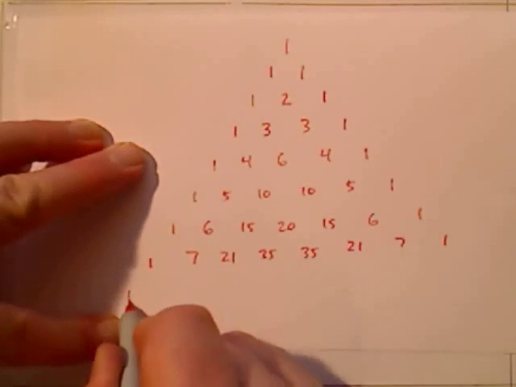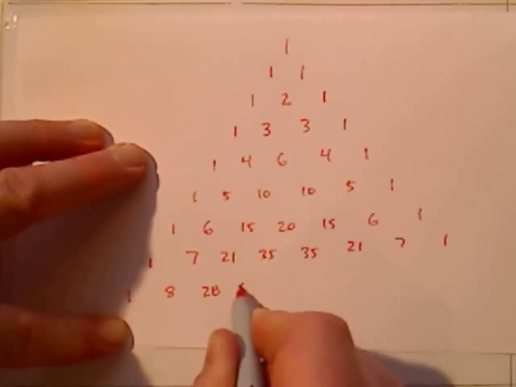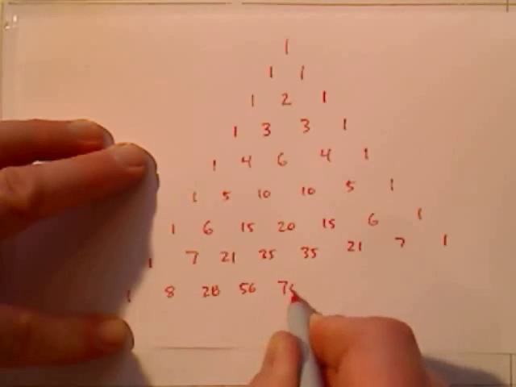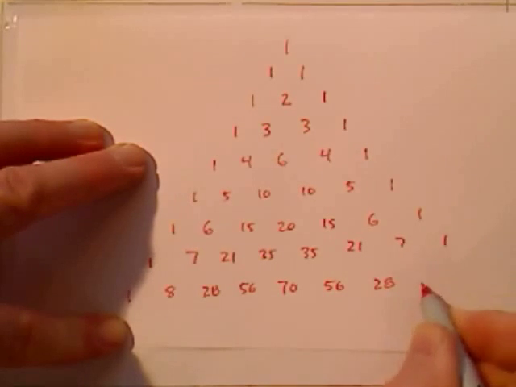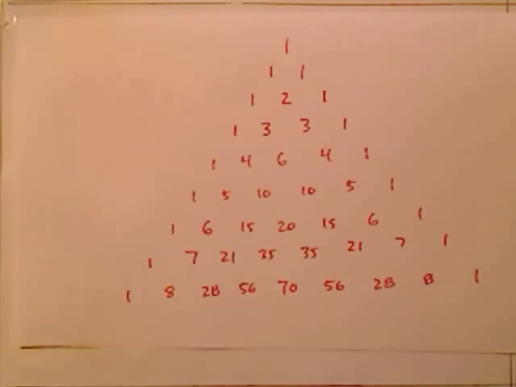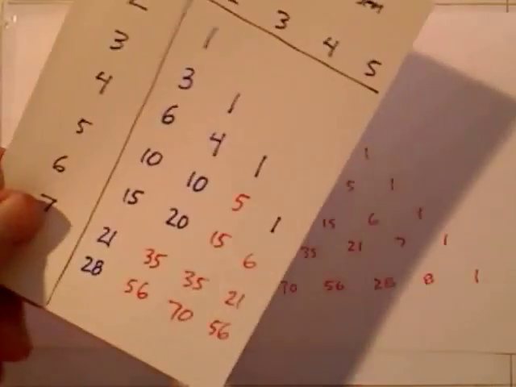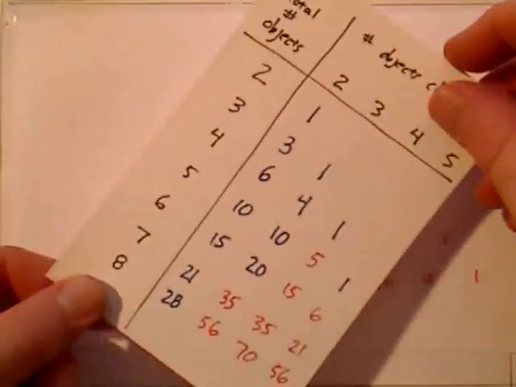Change my mind, I'm going to go one more. 1 and 7 is 8, that's a 28, that's a 56, that's a 70, that's a 56 again, that's a 28 again, that's an 8 again, and a 1 on the end. Now, if you bring back this table of numbers, if you put it this way, you can kind of get it to line up.